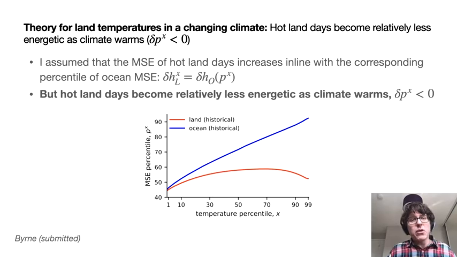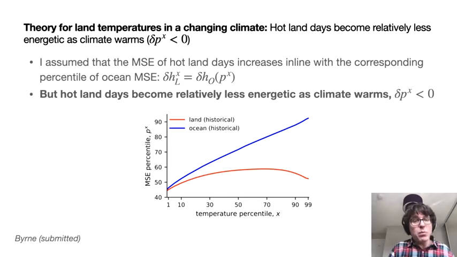If you remember, I showed this figure previously, which showed that over the ocean there's a very tight relationship between temperature percentile and moist static energy percentile. Over ocean, hotter days have higher moist static energy. But over land, that's not the case, where the very hottest land days actually have a moist static energy approximately equivalent to the median day. So these are the curves for the historical simulation.